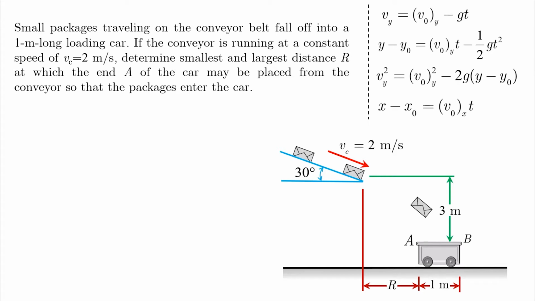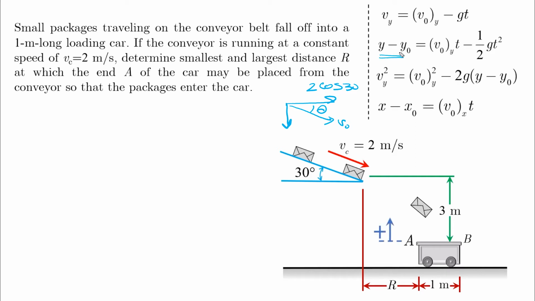enter the car. Okay, we know V naught x, which is 2 cosine 30, but we need the time it takes to fall into the loading car, so we can find the horizontal distance r. So, if you look at the first two equations, we can use the second one because the height is known.